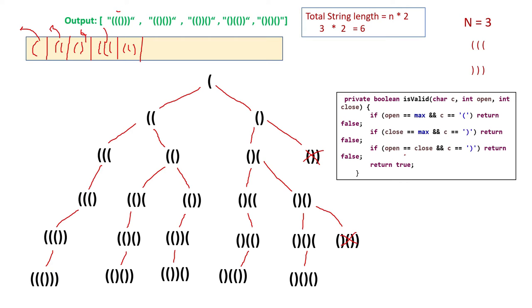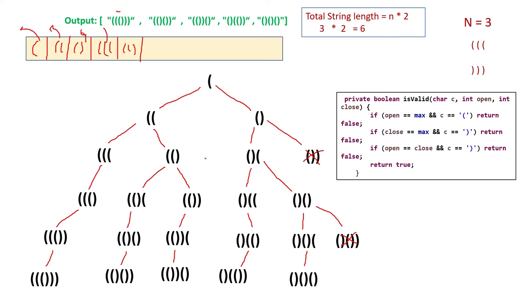If open and close are both the same, at that time you can't add a close one, because open should always be greater than close, but not less than. It can be equal, but close should not be greater than open, right? So that case will also return false. Any other case it will return true. So every time you have to check that if it is valid, then only you proceed.